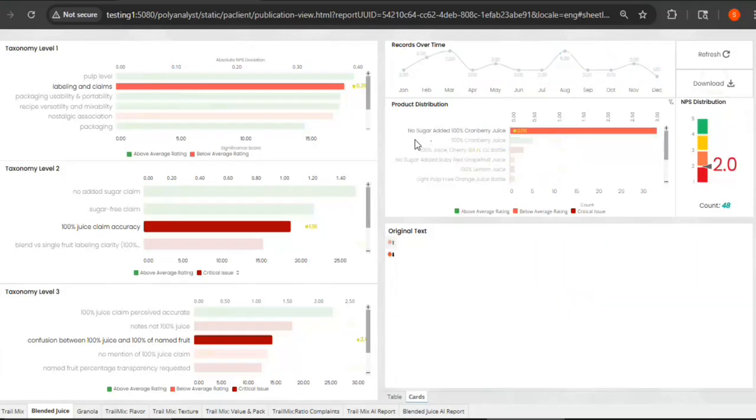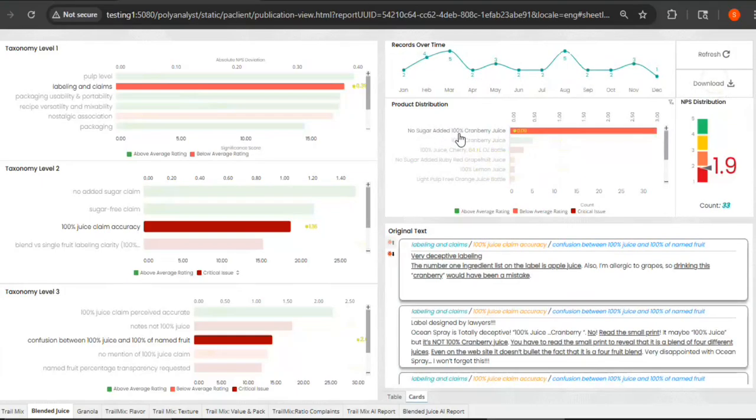There's a particular product, it's called no sugar added 100% cranberry juice. Reading these reviews, we find, for example, someone says, the #1 ingredient on this list is apple juice, and also I'm allergic to grapes. Drinking this, quotes, cranberry would have been a mistake. So there's an issue going on here.